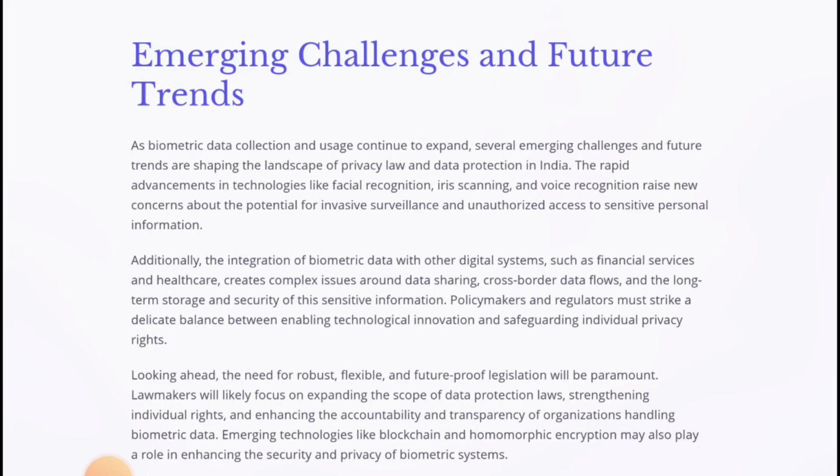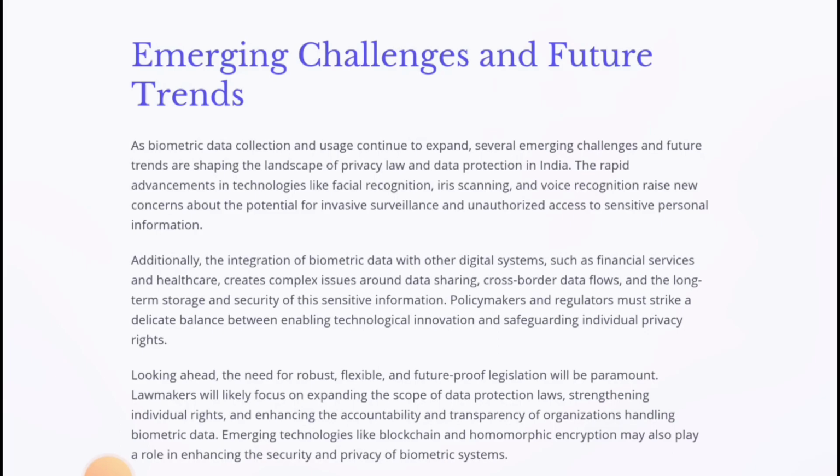And now we see the emerging challenges and future trends in data protection. As biometric data collection and usage continue to expand, several emerging challenges and future trends are shaping the landscape of privacy law and data protection in India. The rapid advancement in technology like facial recognition, iris scan, and voice recognition raises new concerns about the potential for surveillance and unauthorized access to sensitive personal information. Additionally, the integration of biometric data with other digital systems such as financial services and healthcare creates complex issues around data sharing, cross-border data flow, and the long-term storage and security of sensitive information.